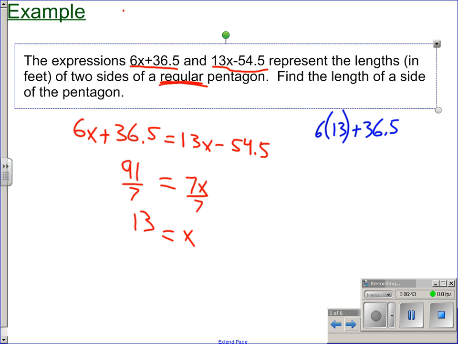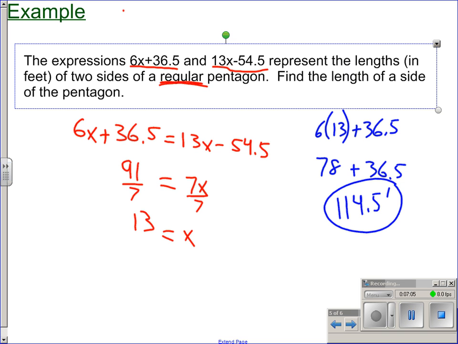That's going to be, let's see, with mental math, 78 plus 36.5. Adding those up, we got 114.5 feet. There's the length of each side. So it's a giant pentagon.